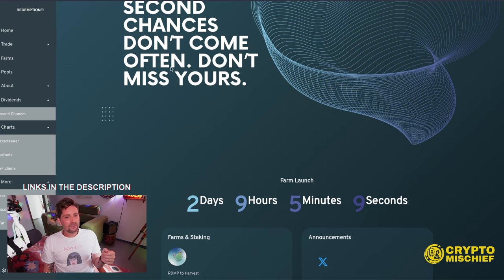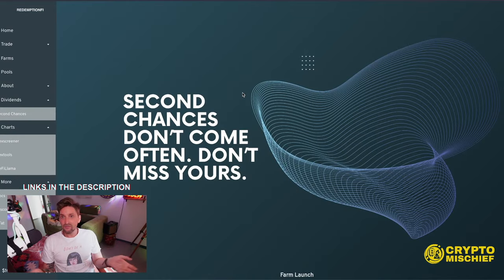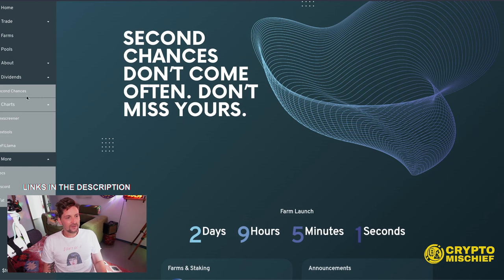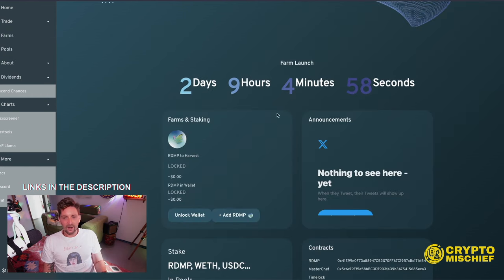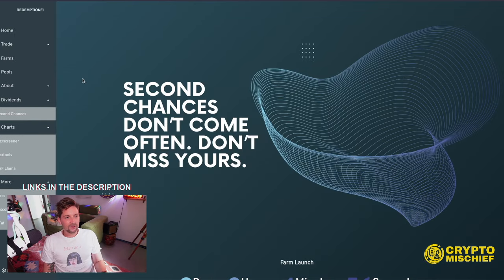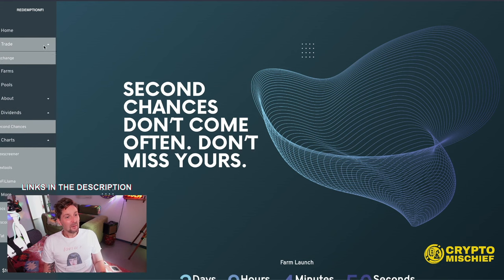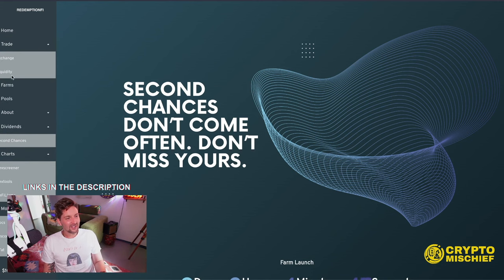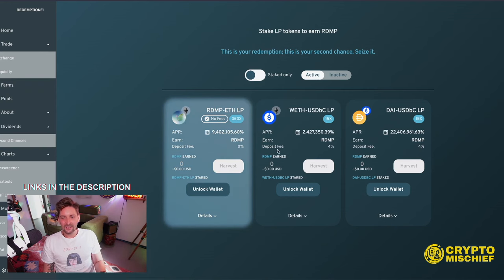Next, we have Redemption Finance, which is a goose fork, pancake fork, just like all the others: farm, pools, whatever. It's launching in 2 days and 9 hours. Check the audit first. I'm not vouching for this. You'd use their exchange to build liquidity, then go into their farms and stake what you want, DAI USD or ETH USD, and get yourself 2 million APR. Yeah. Deposit fee of 4%, probably claim fee of 4%. So this could be fun, right?